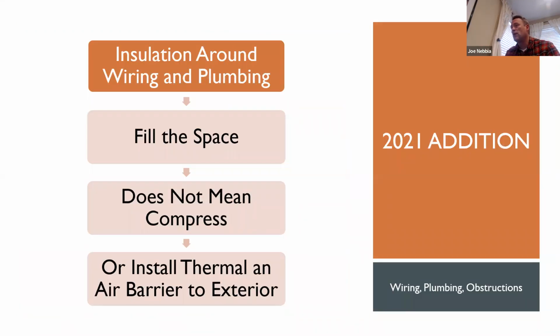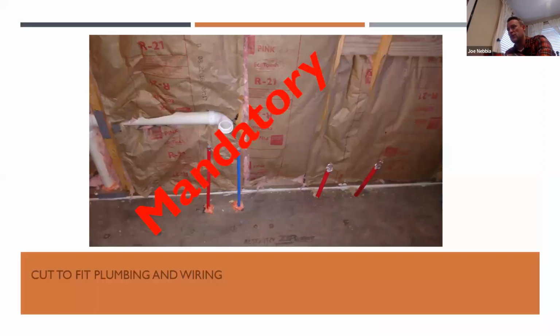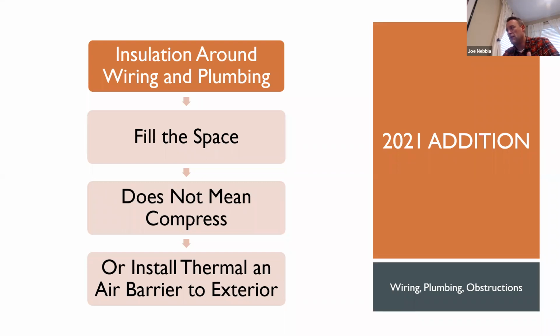Insulation around plumbing and wiring. This is a new detail in 2021 in all 3 compliance paths. Has to fill the space. This doesn't mean compress. So this insulation here is filling the space, but that's not what the code means when it says fill the space. It means fill the space around the plumbing or the wiring, but in an uncompressed way.